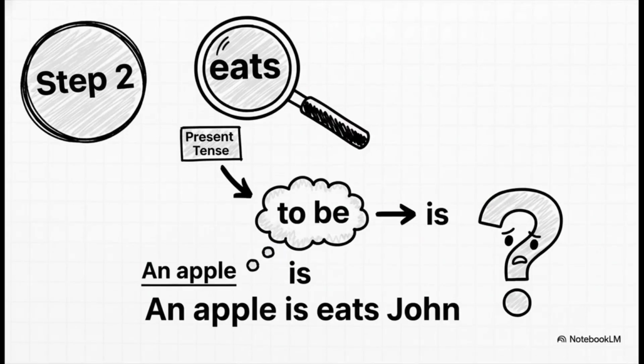All right, on to step 2. We have to look at the verb in our original sentence, which was eats. That's present tense, right? So we need to add the present tense form of to be, which is "is." So now our sentence reads, an apple is eats John. Still sounds pretty weird, doesn't it? That's because we're still missing a couple of pieces.